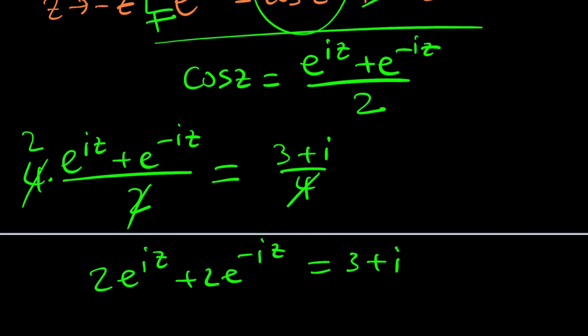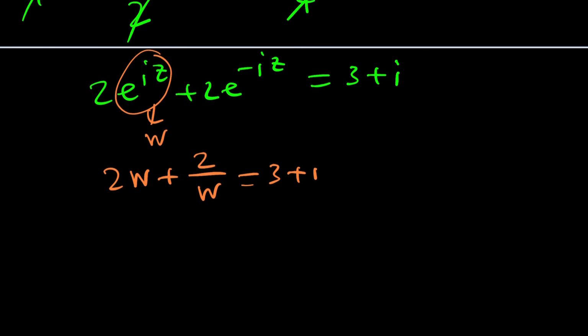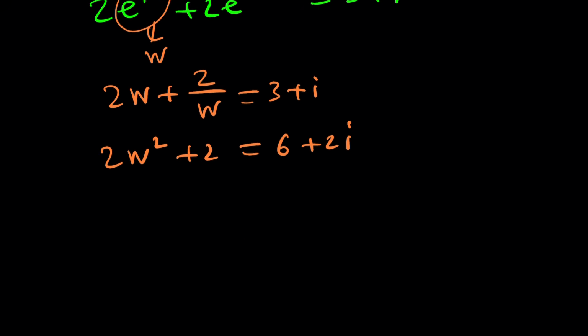Again, it's hard to see what z is going to be from here, so we kind of need to use substitution. Let's go ahead and call this w. 2w plus 2 over w equals 3 plus i, and then multiply everything by w. 2w squared plus 2 is equal to 6 plus 2i, and then we're going to go ahead and subtract. 2w squared is equal to 4 plus 2i, and then divide both sides by 2. w squared is going to be 2 plus i.